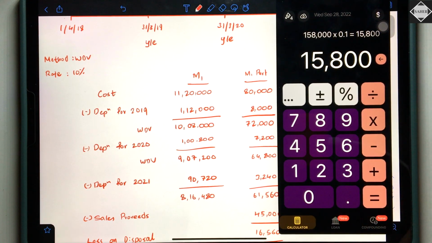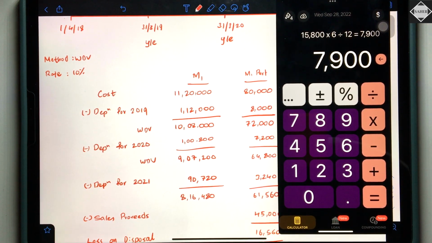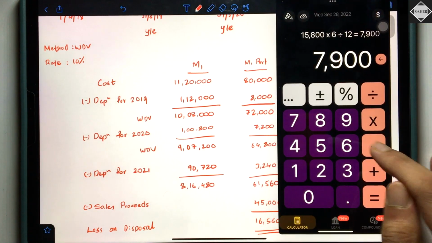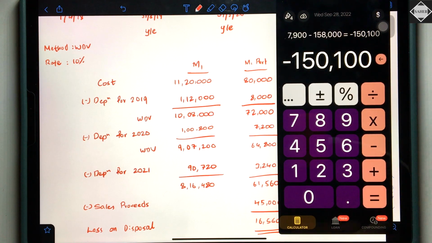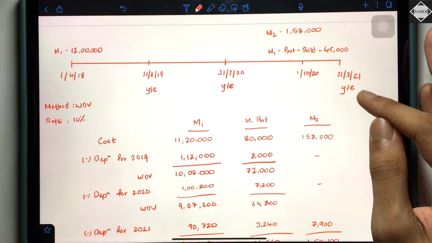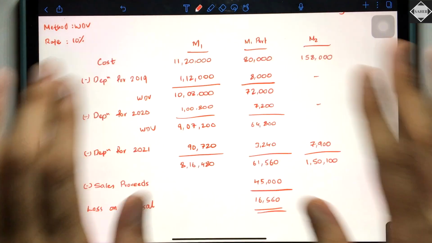But can we take this? Of course not. We have to proportionate into 6 by 12. That's equal to 7,900. So 7,900 will be the depreciation on M2. So 1,58,000 minus 7,900, subtracting from the cost, that is 1,50,100. That is the WDV on the 31st March 2021 at the year end. Fine. So we have completed all the calculation.